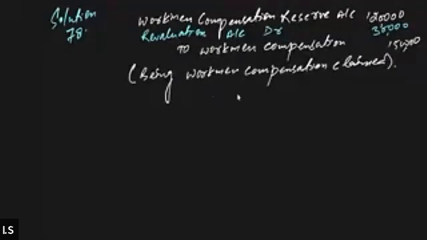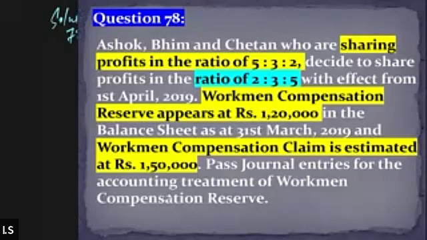But since we are having a loss of rupees 30,000, we made a reserve for rupees 1,20,000, but the amount of compensation that we are required to pay is 1,50,000. That means we are having a loss of 30,000. Now this loss is going to be compensated by all the partners in their old profit sharing ratio. So that means we will be debiting the partners' capital accounts. Ashok, Bhim and Chetan are the partners, right?